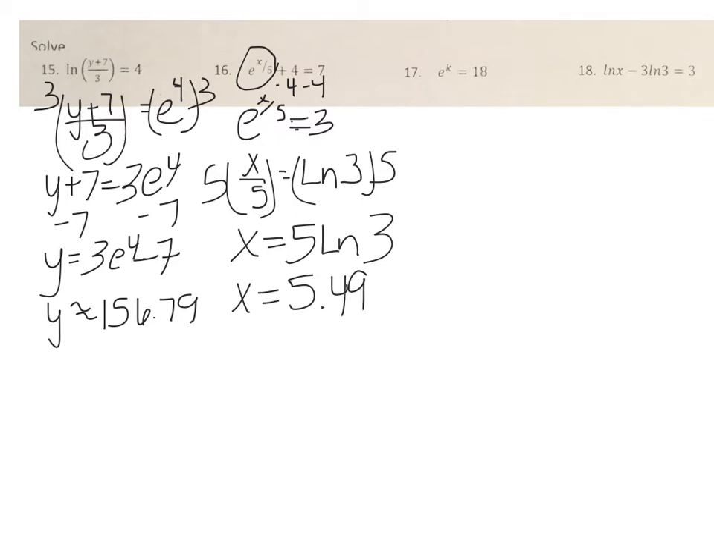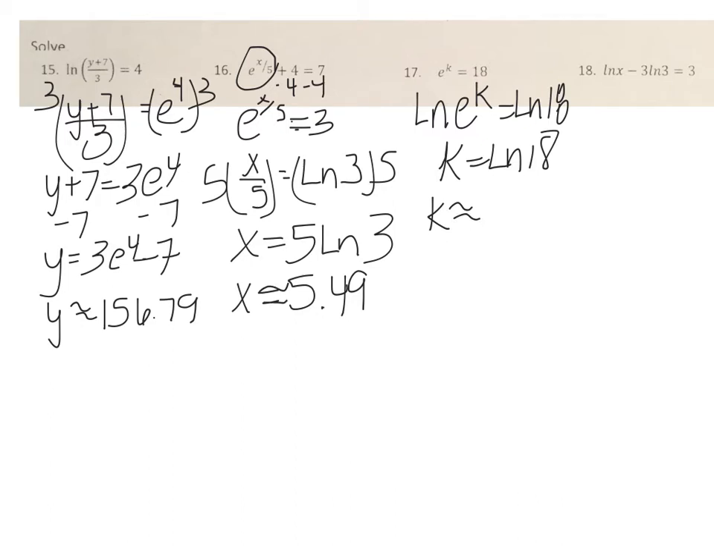Number 17, e to the k equals 18. So I'll show this one using the natural log of both sides. Natural log of e to the k equals natural log of 18. And the natural log of e to the k is just k. K equals the natural log of 18. 18 natural log. K is approximately, I messed up there, didn't use approximately on the last one, 2.89.